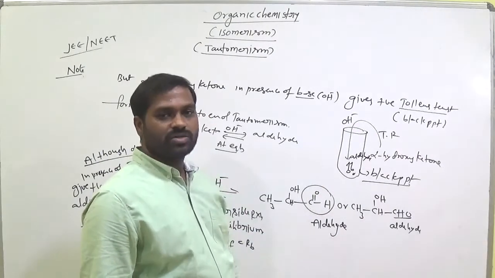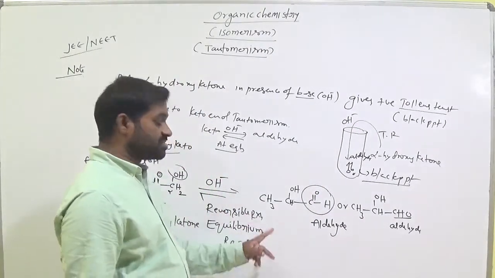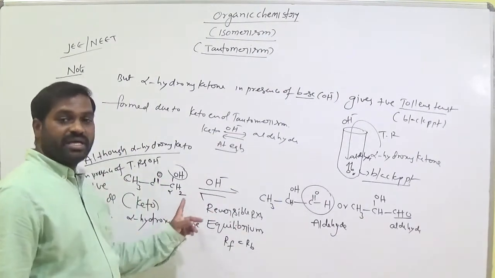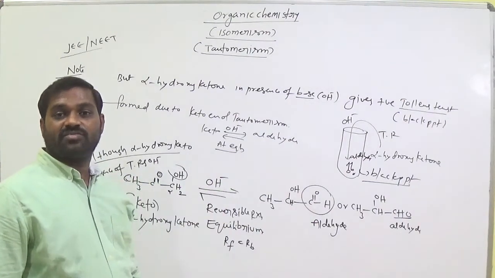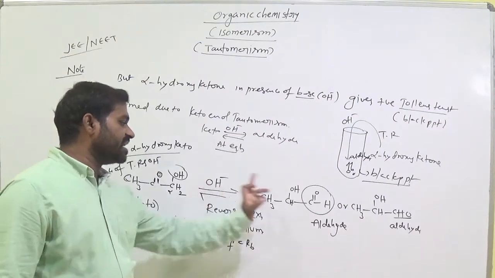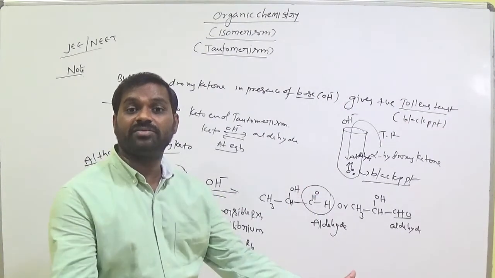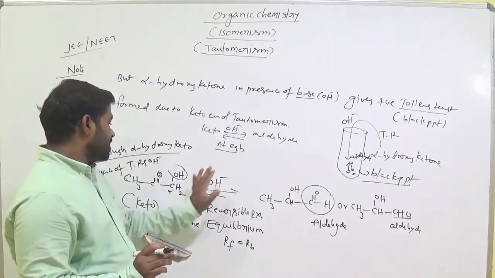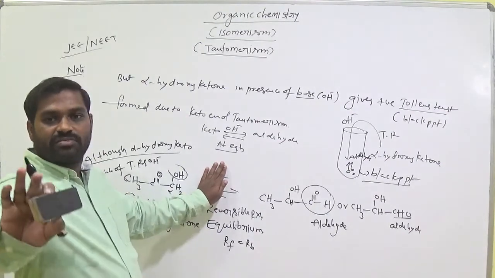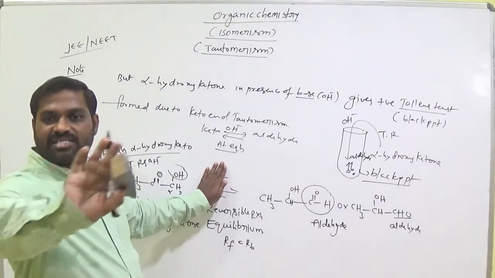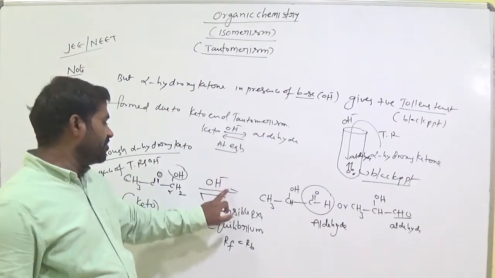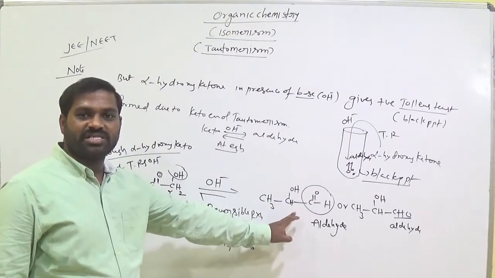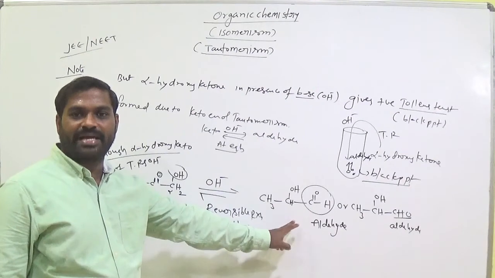So now we add Tollens reagent. What happened? This compound gives black color precipitate, that means it gives a positive Tollens test. Even though it is ketone, it gives a positive Tollens test. What is the reason? In presence of base, it is converted to aldehyde in the test tube. Okay, so aldehyde gives positive Tollens test. Clear, everyone? So ketone does not give a positive Tollens test, does not form black precipitate. Now when we add OH group, immediately it is converted to aldehyde group in the test tube. Now we add Tollens reagent to this one, it gives immediately black color precipitate.